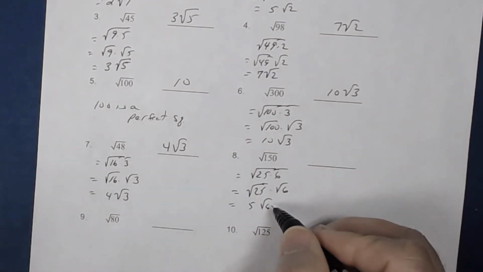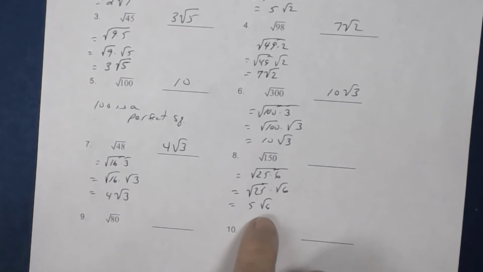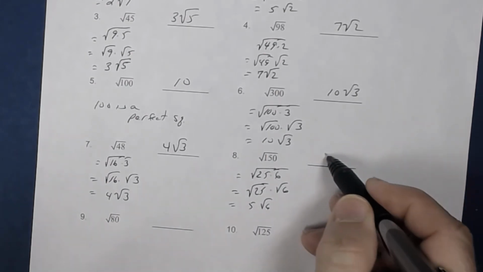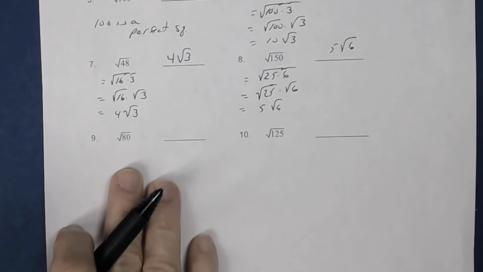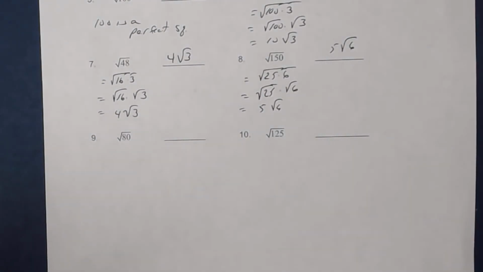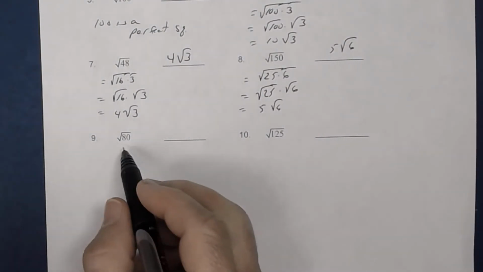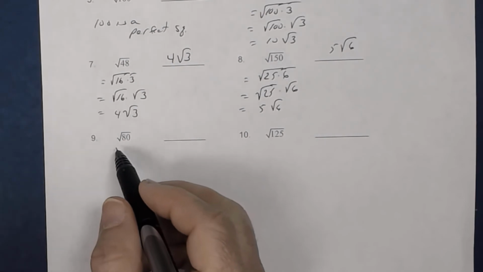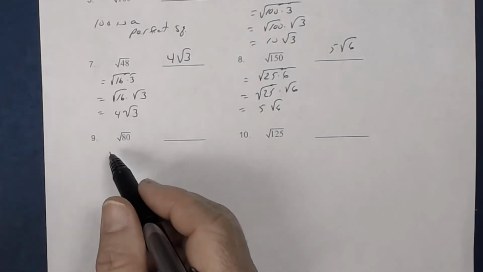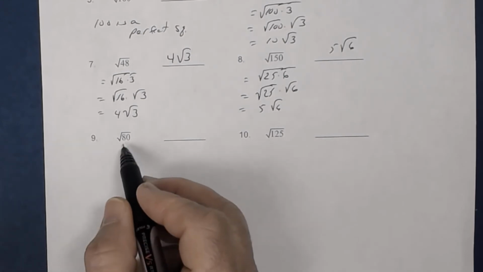And now ask yourself, before you go on, can I simplify the square root of 6 further? No, because the only perfect square that goes into 6 is 1. So you're done. 5 square root of 6. All right, let's look at 80. Okay, so there are several perfect squares that go into 80, right? Okay, besides 1, there's 4 and 16. There are a couple, rather, besides 1, right? So let's use the largest.